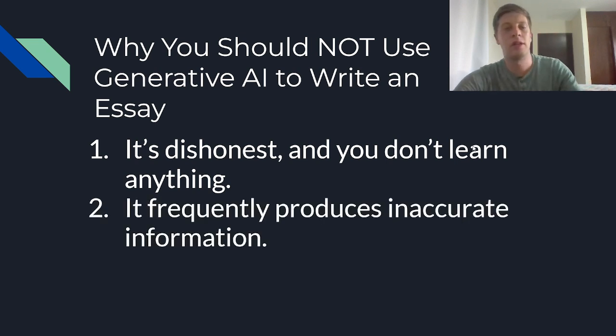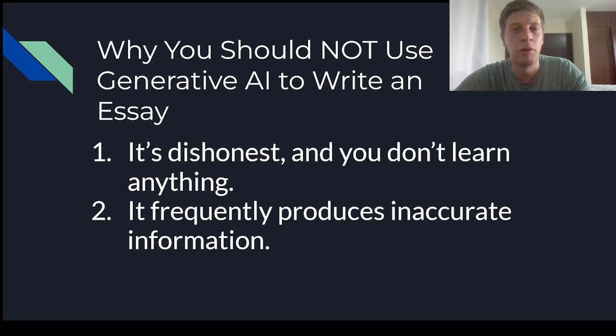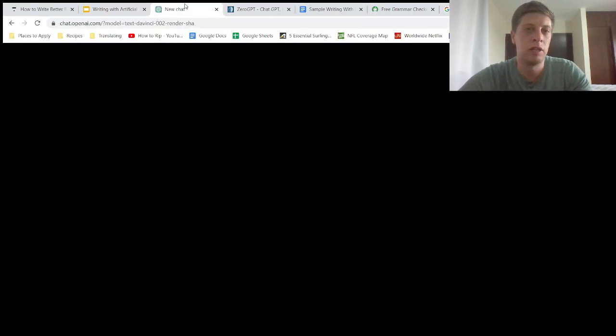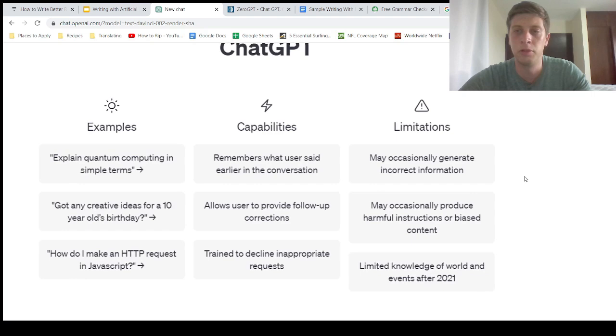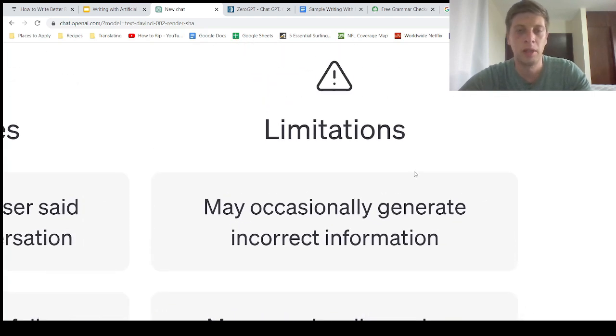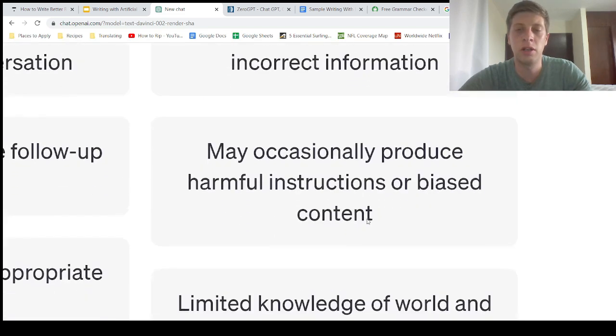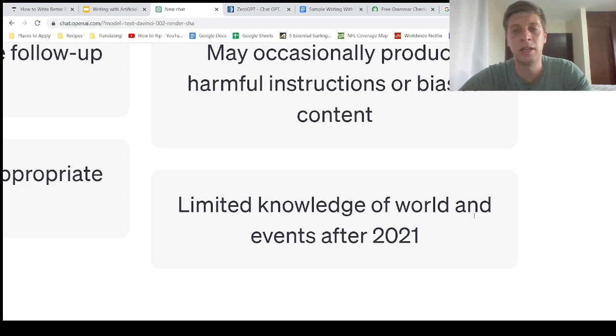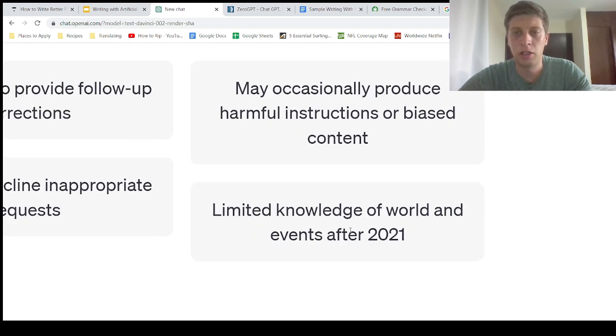First of all, artificial intelligence frequently produces inaccurate information. The more that it develops, the less that will probably be the case, but currently that is the case. If we look on ChatGPT, for example, you'll see right on the very first page when you open up the app, it says it may occasionally generate incorrect information, and it also says that it has limited knowledge of world and events after 2021.